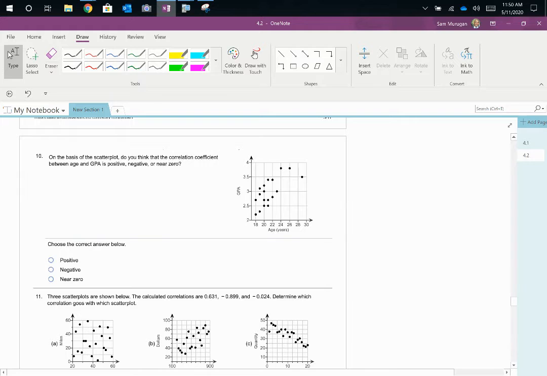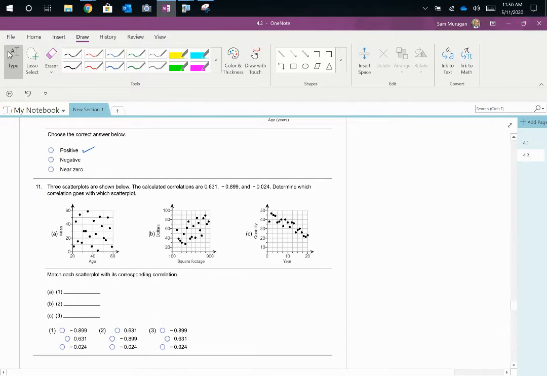On the basis of the scatter plot, how would you describe this data here? Positive, negative, or near zero? So if you look at the data, it's kind of trending that way, yeah? Kind of trending there. I would put it as positive.